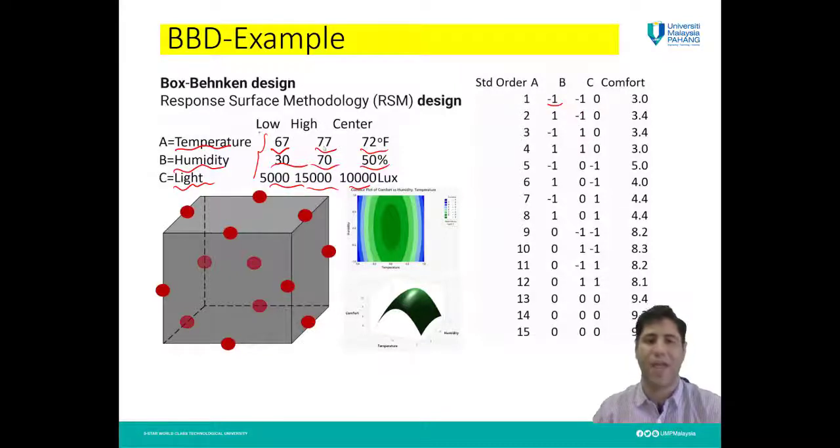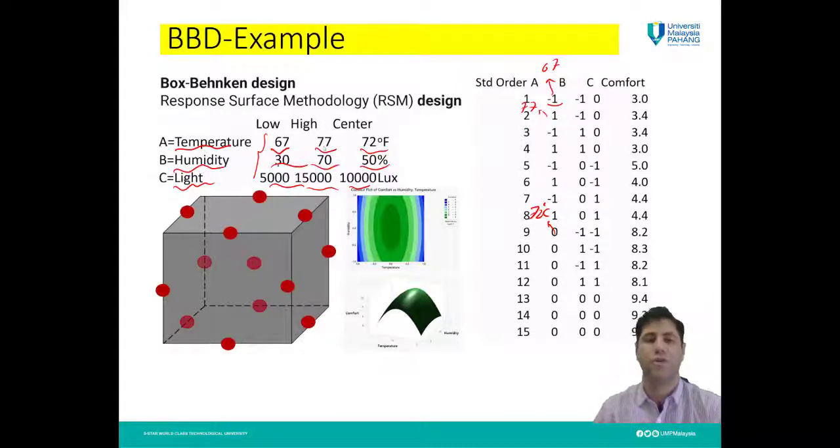-1 for factor A means 67 degrees Fahrenheit. 1 means the high value for this factor. So here -1 is 67. 1 is the high level of this factor, which means it is 77. And 0 is the center amount for this factor, which is 72 degrees. And we can also write this for other factors. This is just coded one.